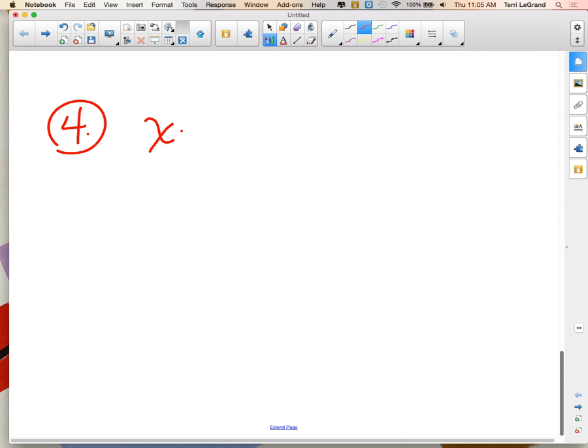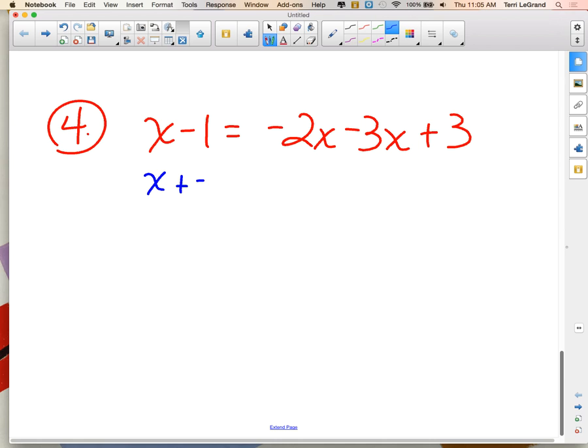We have x take away 1 equal to -2x minus 3x plus 3. We will change subtraction to add the opposite. Okay, everybody do that. Rename this as an addition problem. Everybody do it on their own papers. Rename it as an addition problem.